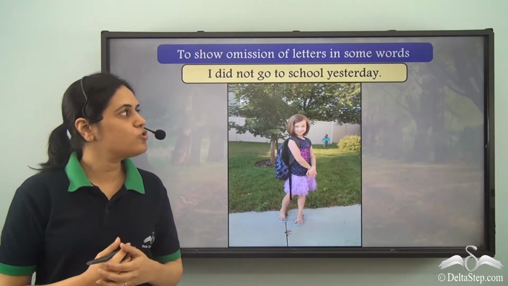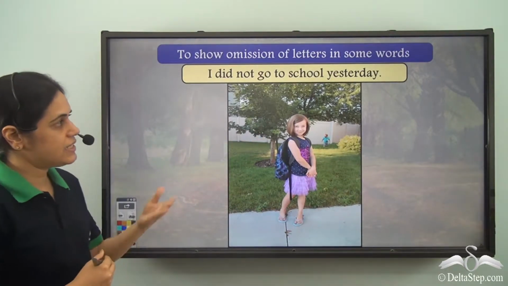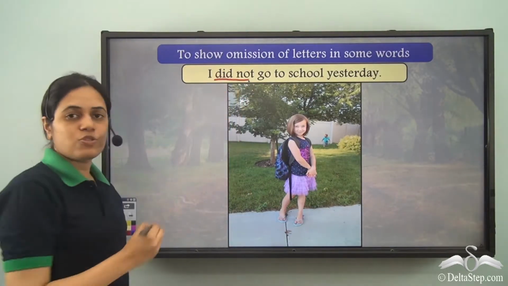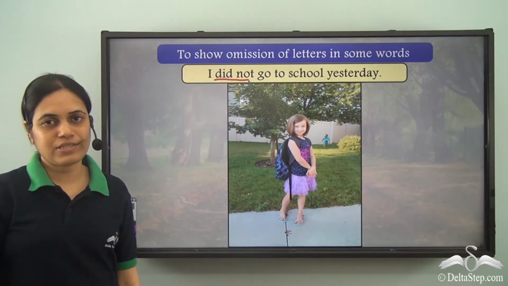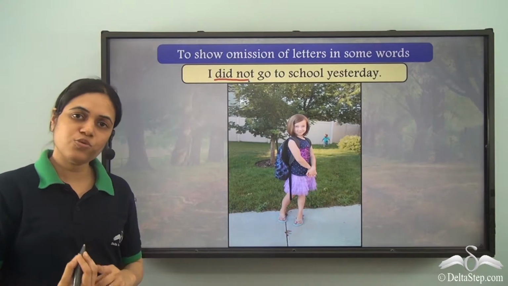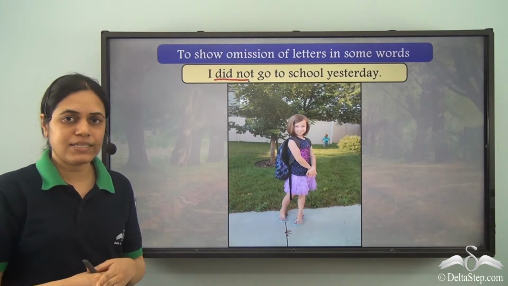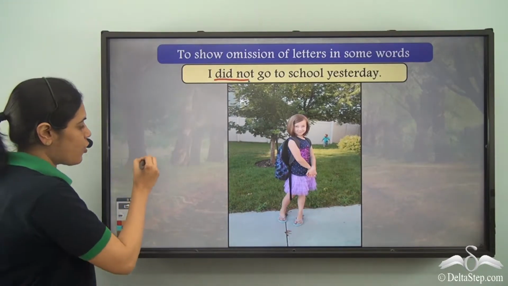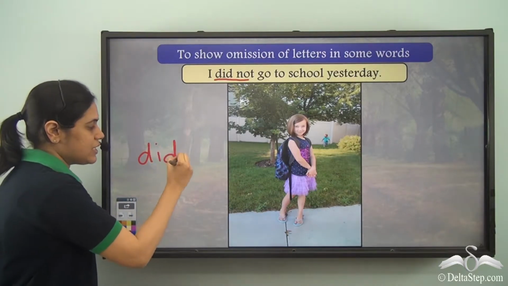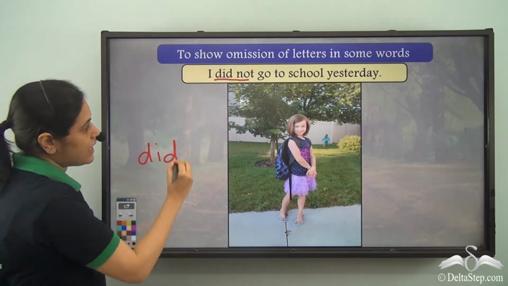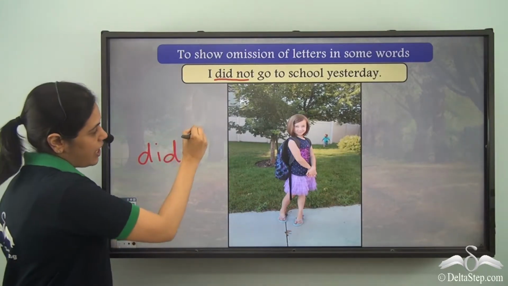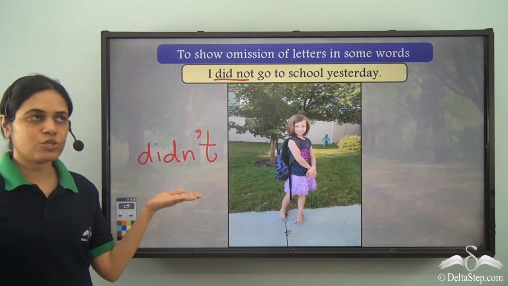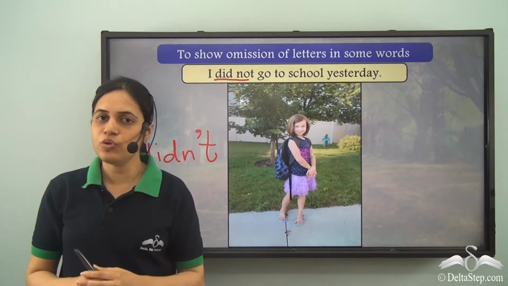I did not go to school yesterday. Now in this sentence, we cannot use apostrophe for possession, but look at these two words. I did not go to school yesterday. Now, did not. These are two words. I can shorten this sentence by combining these two words using an apostrophe. So did not can be written as did. So I write did, I take N from not, I write an apostrophe and T. Didn't. So I didn't go to school yesterday.